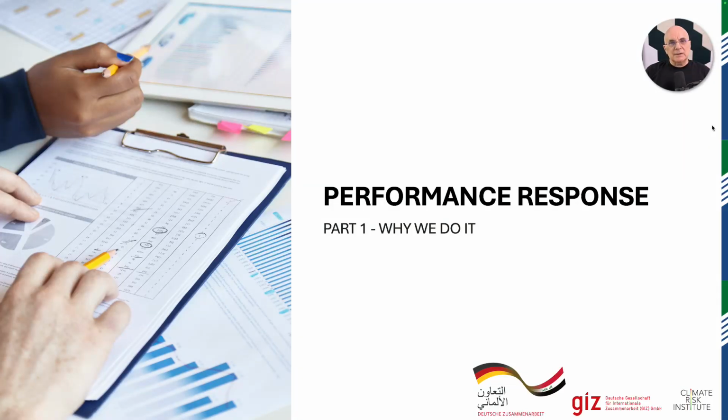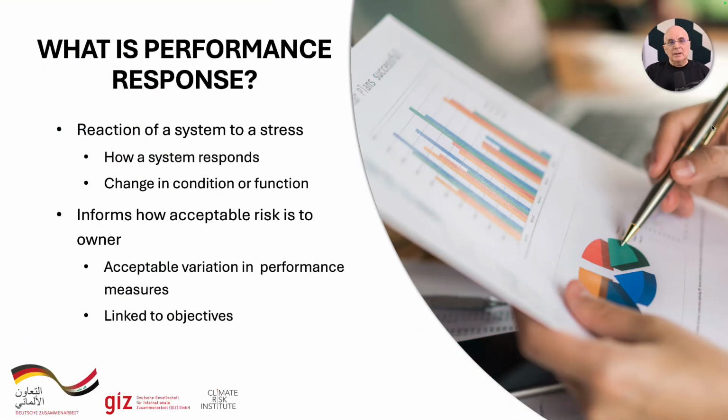So why do we do this? I think the first question to really answer is, what is performance response? We consider performance response to be a reaction of a system to a stress, how that system responds, its change in its function, and how it may interact with a hazard. It informs how acceptable a risk is to the owner. Acceptable variations in performance measures are okay, but if they are not acceptable, that could lead to a potential risk outcome, and it's linked to our objectives.